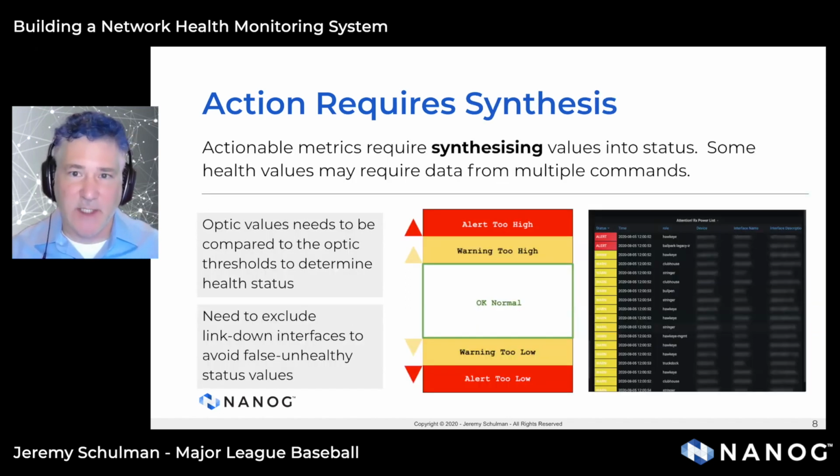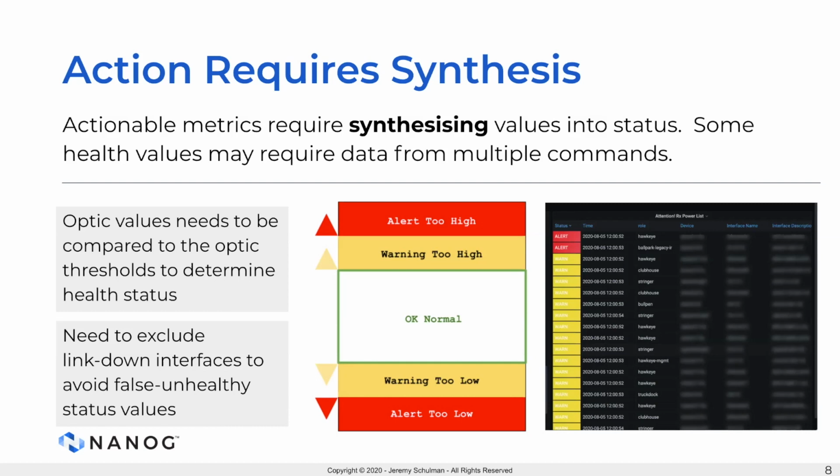The most challenging aspect, though, really is synthesis. Action requires synthesis. And what I mean by that is the network devices give you values. For example, the temperature of an optic or the receive power is a value. But what we need to do is synthesize or transform that value into a status. And if you're familiar with optics and how they present themselves in terms of monitoring, there are a series of thresholds that exist for each optic, and each optic may have a different set of thresholds depending on the manufacturer and the speed.